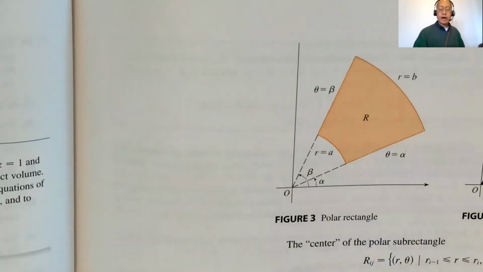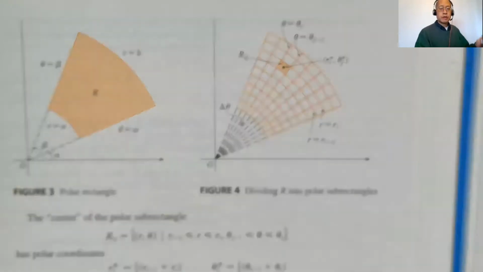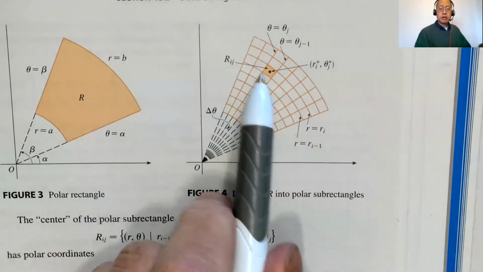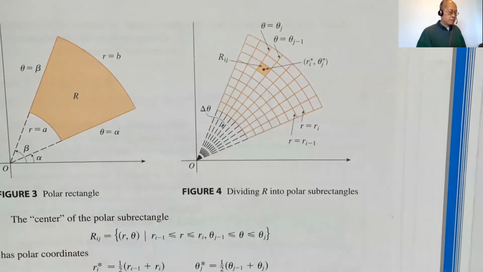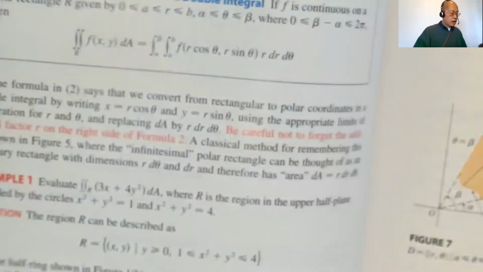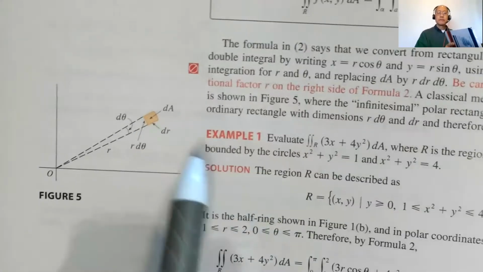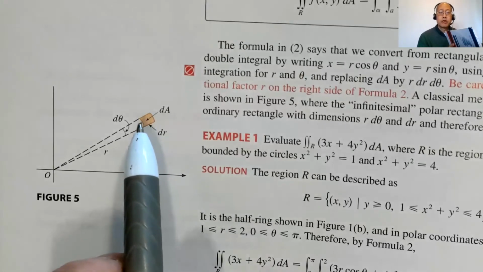So it's not a real rectangle, but as usual, if you chop the picture up into smaller and smaller pieces, so delta theta is small, delta r is small, it looks more and more like a quote unquote real rectangle, as you can see over here. So my little change in area, right here on page 1012, looks more and more like a quote unquote real rectangle.